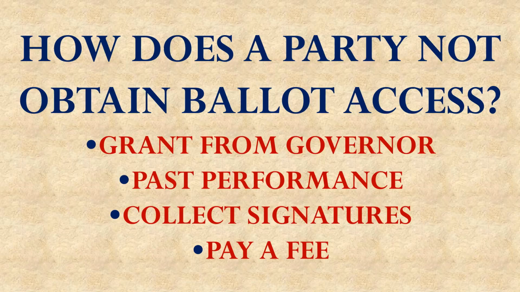How does a party not obtain ballot access in the United States of America? Do they get ballot access from a grant from a governor, or past performance, or collective signatures, or by paying a fee? Three of those are true and one isn't. The one that's not correct is a governor simply granting and putting parties on the ballot. They do the other things to get on the ballot.